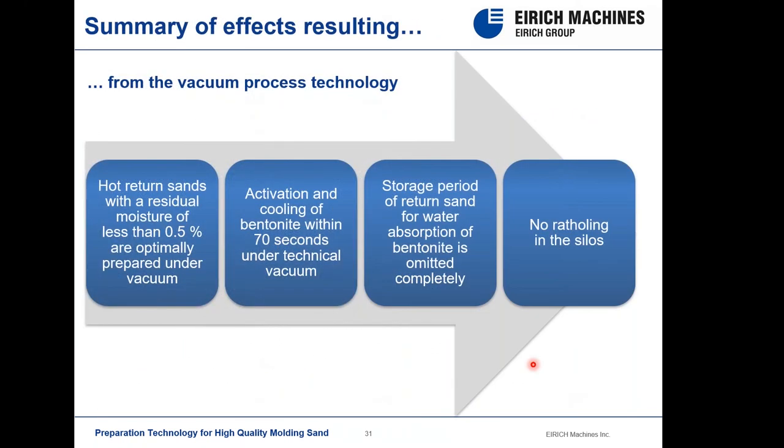So, a little summary of the effects of using this vacuum technology. We use the hot return sands with a very low moisture coming back into the system. We are activating the bentonite and cooling everything in 70 seconds. The storage period of the return sand is totally taken out of the system, and we don't need those. We don't have the rat hauling into the silos.